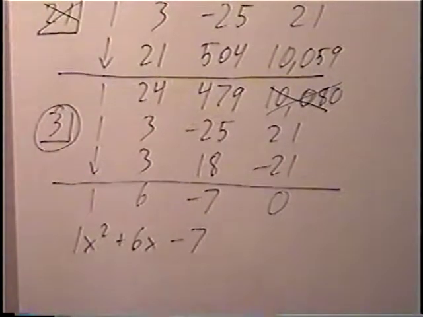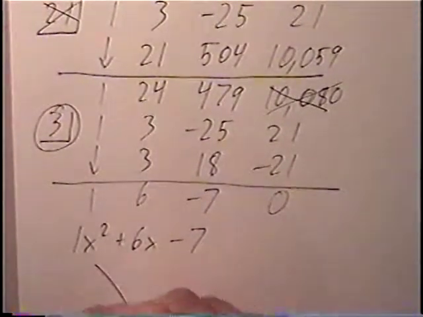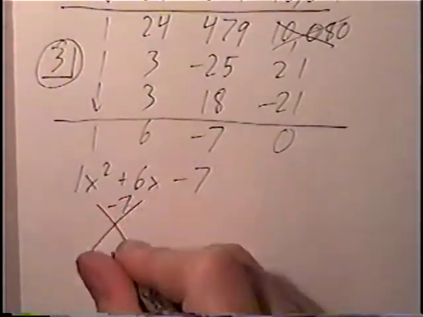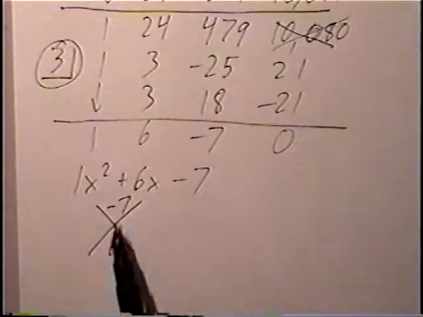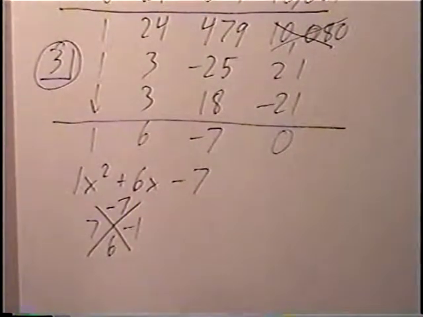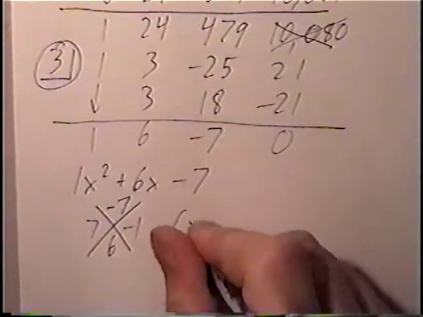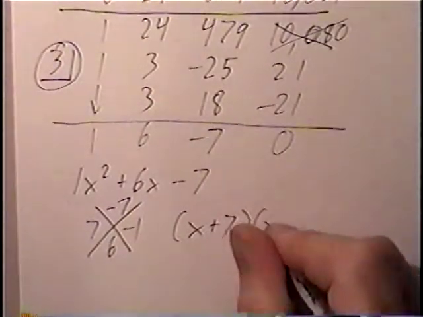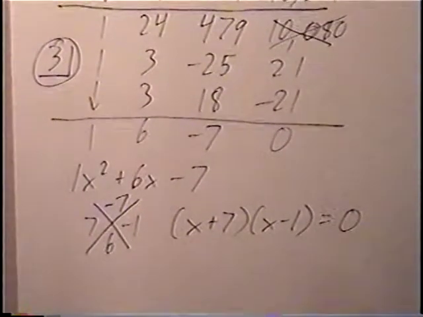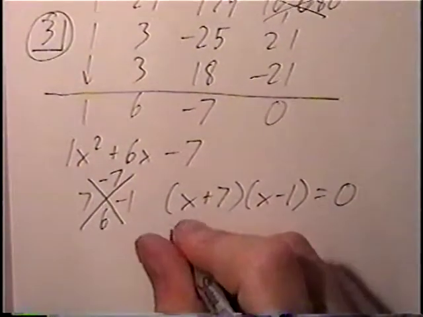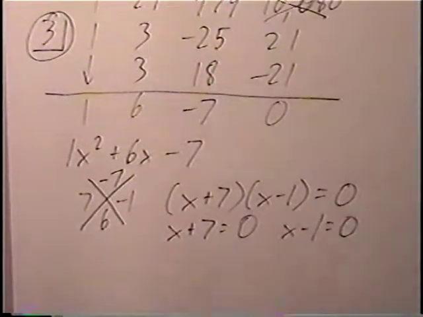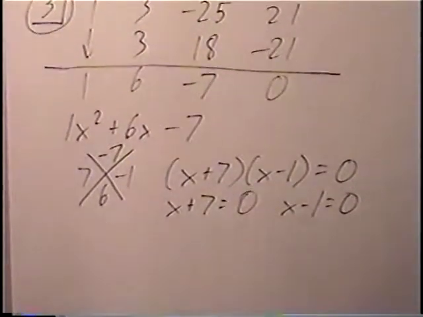For example, if we have x squared plus 6x minus 7, we can factor this using the diamond method. Taking the last number, negative 7, and positive 6, two numbers that multiply to get negative 7 and add to get 6 would be 7 and negative 1. If you wrote this out in factored form, x plus 7 and x minus 1, since we're looking for zeros, we can set this equal to 0. And if x plus 7 equals 0, or x minus 1 equals 0, we can find the two zeros by solving the equation.